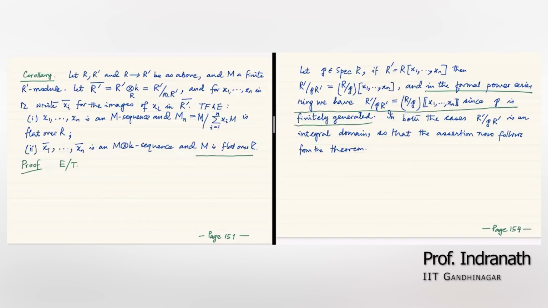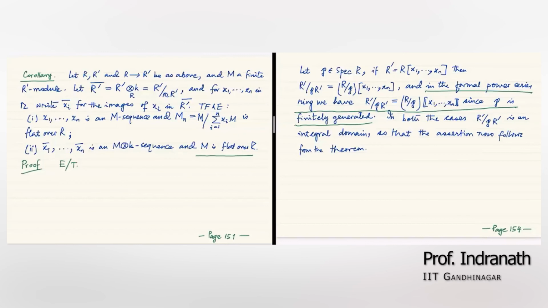Do you think that this was necessary? I could have simply dropped that finitely generated thing in the formal power series ring. Do I really need that finite generation so seriously? Anyway, we'll come to that. Now what I'm saying is that in both the cases, this R' mod PR' is an integral domain, so that the assertion now follows from the theorem.